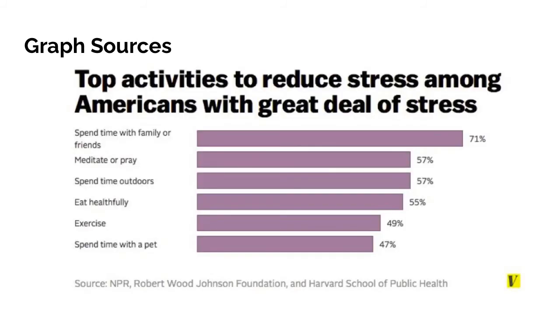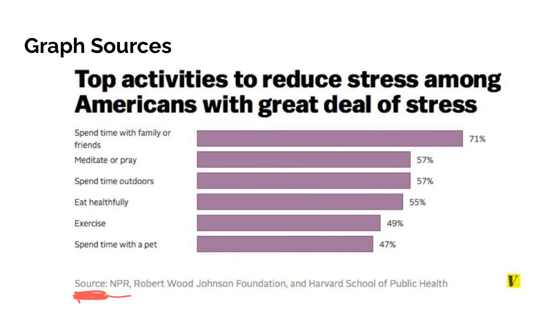So let's look at this graph again. How can we tell the source of this graph? Well, my goodness, how convenient. It says right here, source. That tells us where this data and where this information comes from. And this says this comes from NPR, which if you don't know is National Public Radio here in the United States.